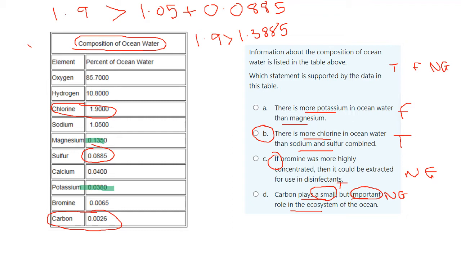There you see my word, it might. It might be used by the plants that live in the ocean. This table does not tell me it is used by the plants that live in the ocean. That would be my imagination. The only one that is proven by the table is answer B. So if we're asked for a statement that is supported, think very carefully about true, false, and not given.